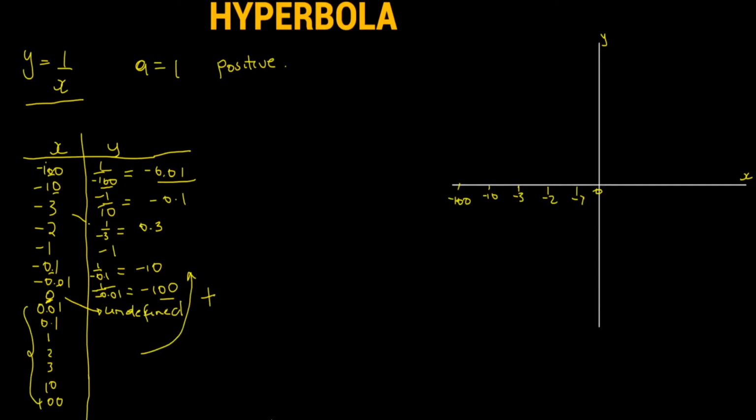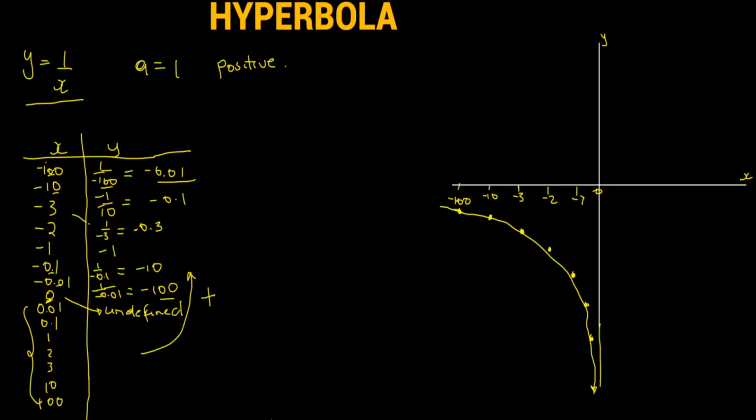So let's draw this. When x was minus 100, we had minus 0.01. So we're here. And we saw that when it's coming close to 0, y is becoming bigger. And then when x was equal to 0, it was undefined. So we have undefined here. So we're not touching the y-axis. So we have something like that. So y is going to continue to be bigger, but it will never touch the y-axis because we said when x is 0, the graph is undefined.